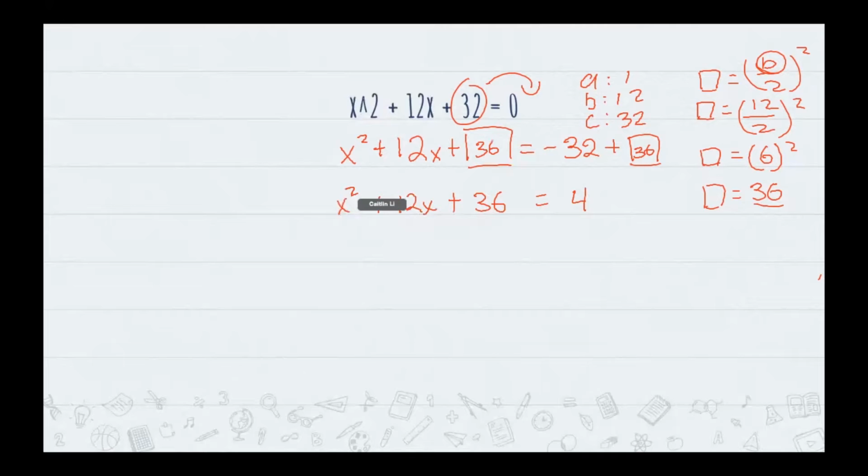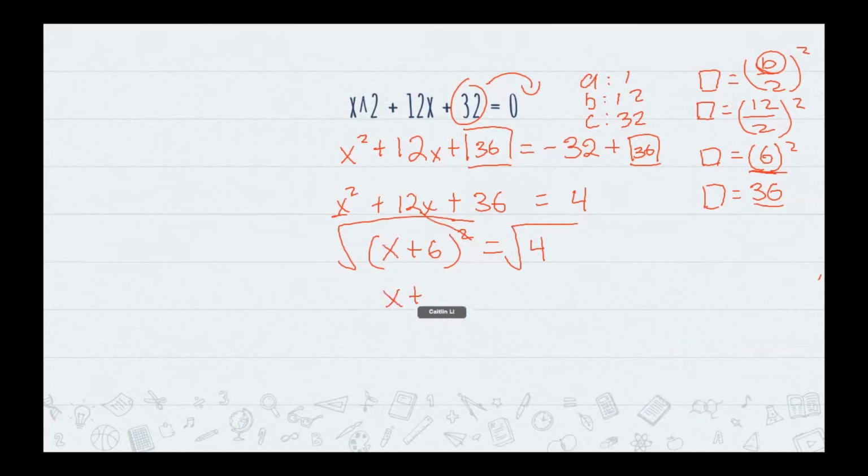And now we take one of the x's and put it into parentheses. And we also have to do a square root. Now our square root and our radical cancel out each other, so this would just be x plus 6. And in front of the radical should be a plus and minus. The square root of 4 is 2, so you write 2.